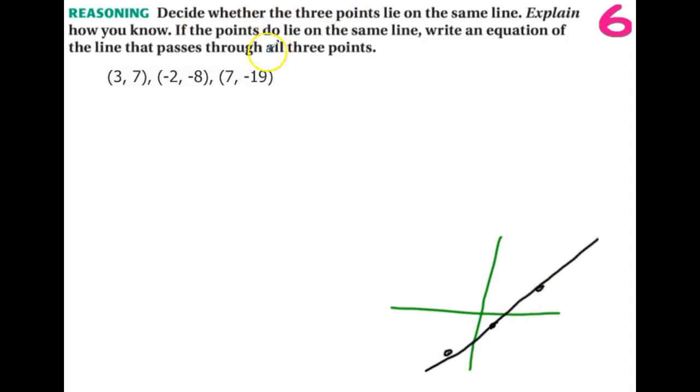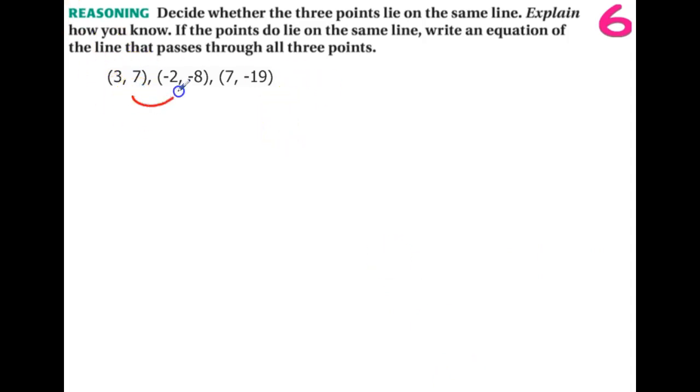Explain how you know. If the points do lie on the same line, write an equation of the line that passes through all the points. So the only way for me to know if these are actually on the same line is to look at our slopes. From this point to this point, our slope should be the same. Same rise, same run. Same from here to here. Same rise, same run. So we're going to use that information to help us determine if these 3 points lie in the same straight line.